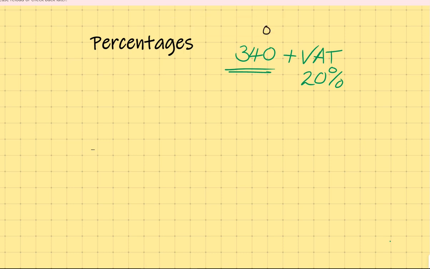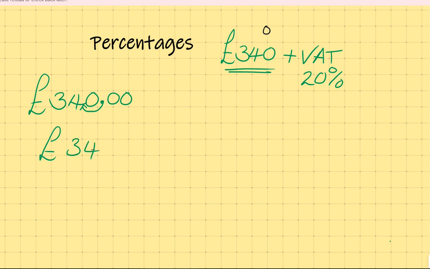Remember what I said, £340 plus the VAT. So first of all, I'm going to put in £340 and no pence. Make it easy. Put the decimal there. So 10%, I'm going to move that decimal. That's going to give me £34. Okay, 34 is 10%.